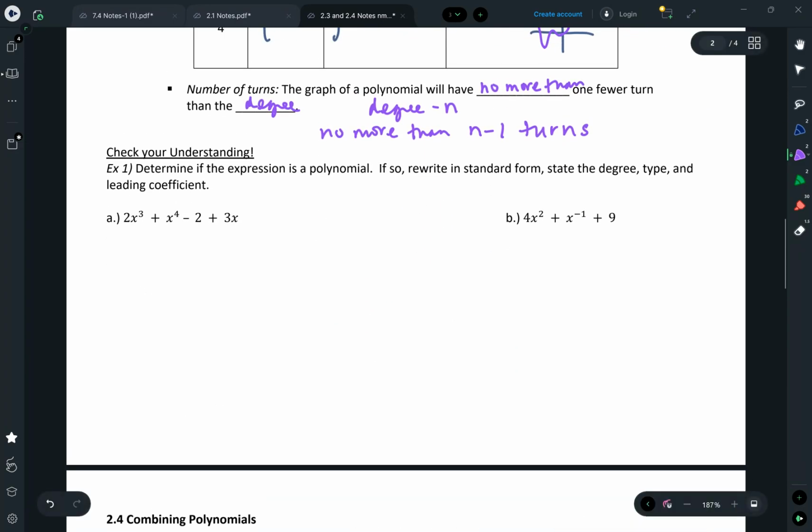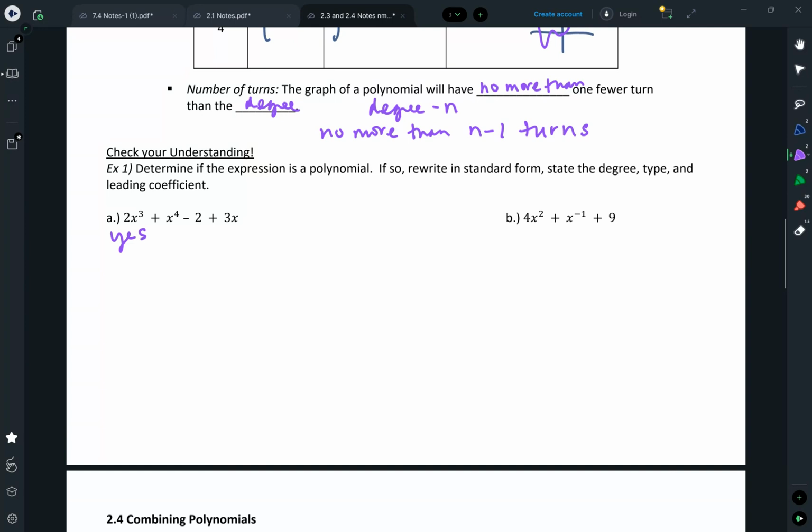So last two, check your understanding. Determine if the expression is a polynomial. If so, rewrite in standard form, state the degree, type, and leading coefficient. So is it a polynomial? Yes. All of my exponents look good, no negatives. I don't have anything in the denominator, I don't have a square root. So yes, it's going to be a polynomial.